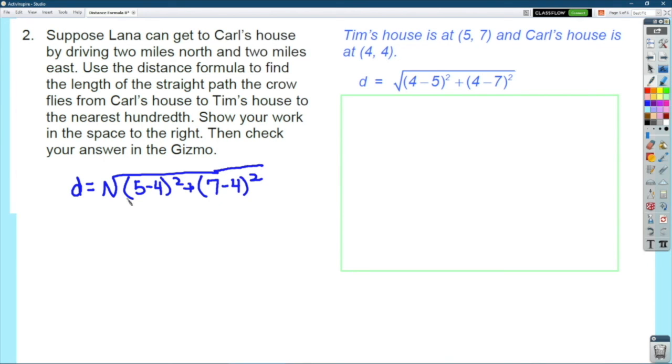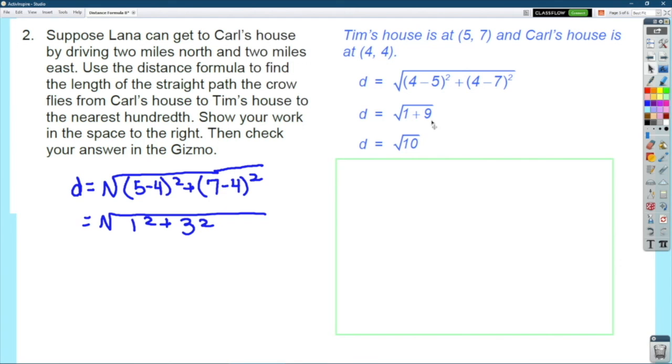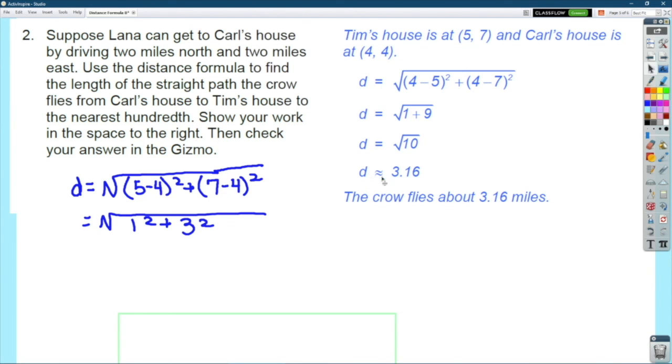And you'll notice I'm going to get the same answer as they do, because this is 1. So it's going to be equal to the square root of, I'm sorry, the square. It is going to be equal to the square of 1. So 1 squared plus, and this is 3, so I'm going to get 3 squared. And if I do it this way, I get the exact same answer, because 1 squared equals 1 and 3 squared equals 9. And when we add these together, we get 10, and D equals the square root of 10. And when you put it in your calculator, it is approximately 3.16. So you can say the crow flies about 3.16 miles, which is just a little over 3 miles.